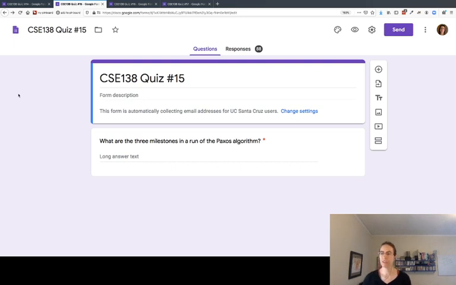This next one, what are the three milestones in a run of the Paxos algorithm? So people wrote all kinds of things for this one. Some people wrote, again, validity, termination, and agreement. So that wasn't the answer we were looking for here. So what are the three milestones? We said the first milestone is the point where a proposer gets a majority of acceptors to promise a particular value. That's the first milestone. That has to happen before you can move on to the second milestone. The second milestone is when a majority of acceptors send accepted messages for a particular... I'm sorry, I probably just said something wrong. What I meant, I said value a second ago, but I meant proposal number. So the first milestone is when a proposer gets a majority of acceptors to promise a particular proposal number. That's what I meant to say.